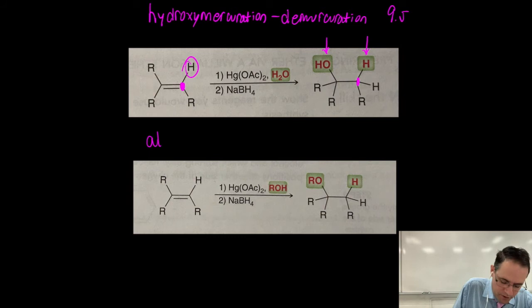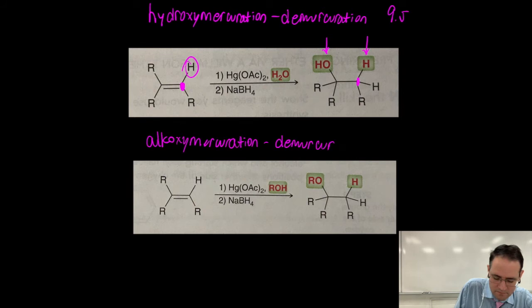Now, the alkoxymercuration-demercuration procedure is shown here in section 14.5. Instead of using water, you're going to use an alcohol, and you can use any alcohol you want. 2-methyl-3-ethyl-1-hexanol or some crazy thing like that. Any alcohol would be fine, even cyclohexanol.